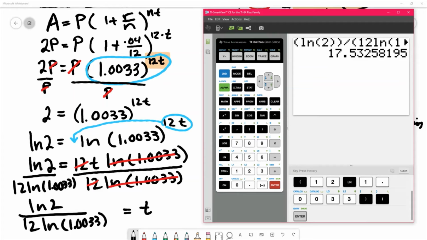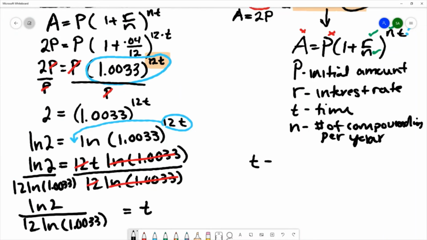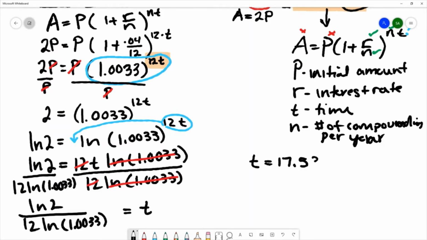Now, I remember in the directions, it's looking for years and months. So let's write down our value of t. T is 17.53258, and I think that'll be enough for now. So we did this problem in terms of years. So this 17.53258 represents years. And so if we take this part in front of the decimal, that's going to be the years.